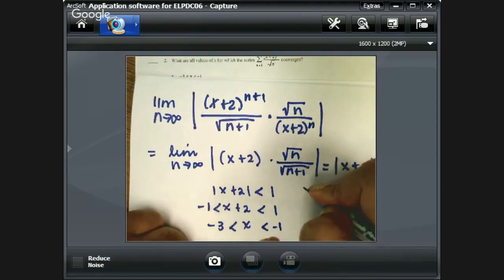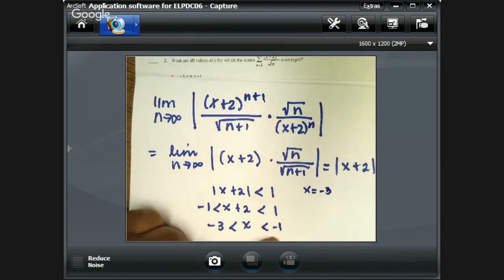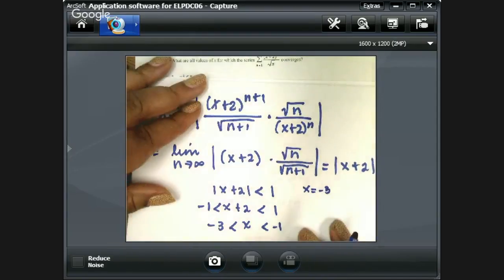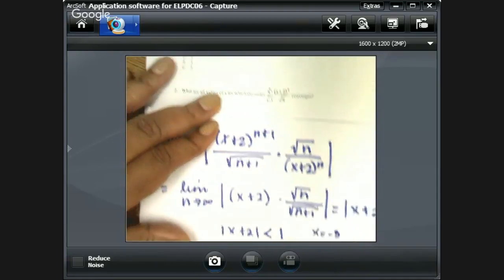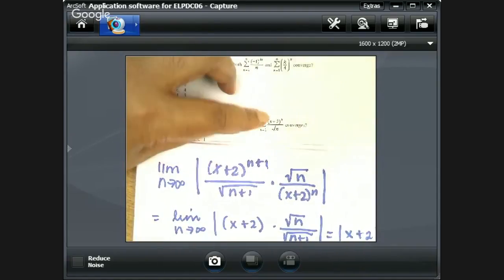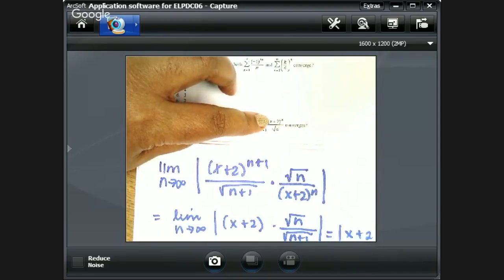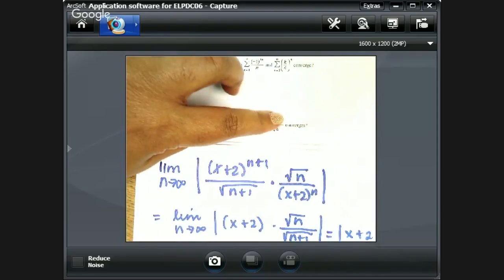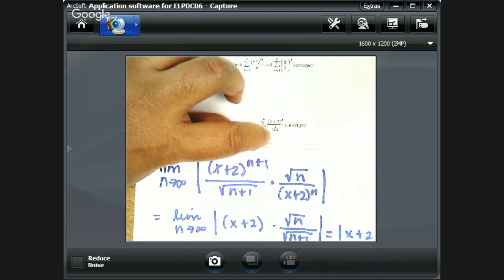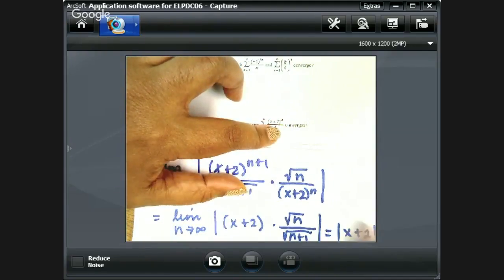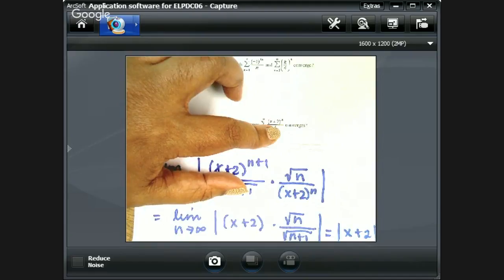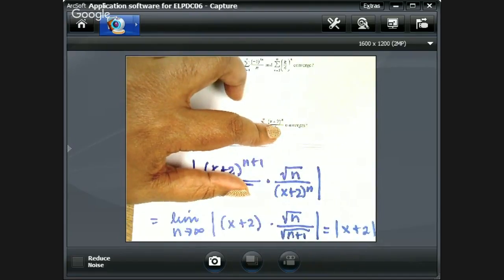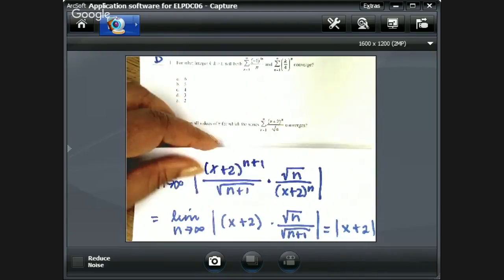So what happens at the endpoints? Notice that at the endpoints is when the limit would be equal to 1. At the endpoints, if I put negative 3, let me show you the function again. If I put negative 3 in here, then I have negative 1 to the nth power divided by the square root of n. Negative 1 to the nth power divided by n to the 1/2 is my sum. You can't see what I just wrote, but now you can.